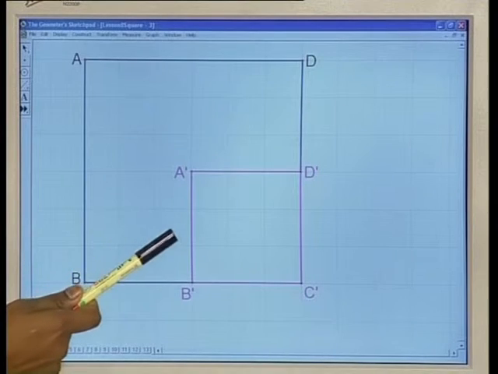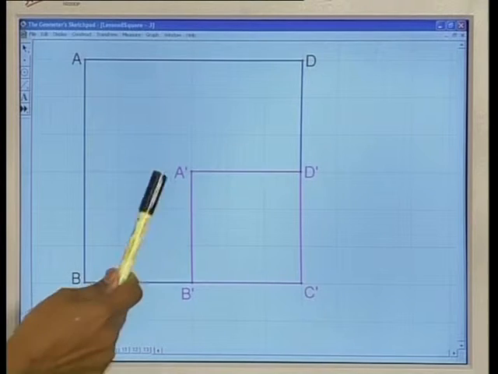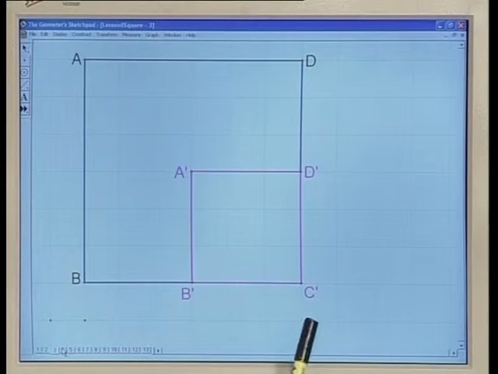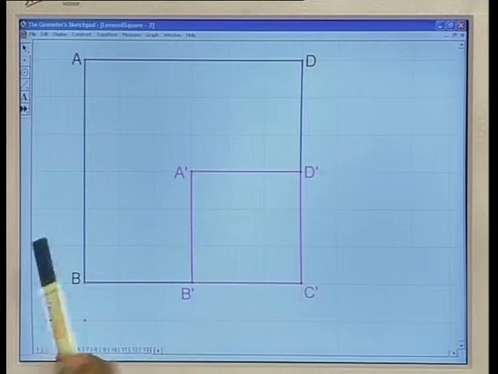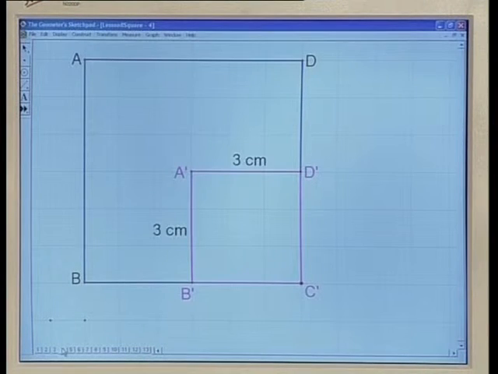Do you see that we have a new reduced square? A prime, B prime, C prime, D prime. The sides of the figure are half of the lengths of the sides of the original square. Remember, when we have a scaled figure, we must only look at the relevant information. In the case of our square, we needed to look at the lengths of the sides only.